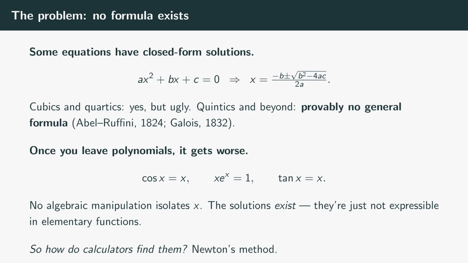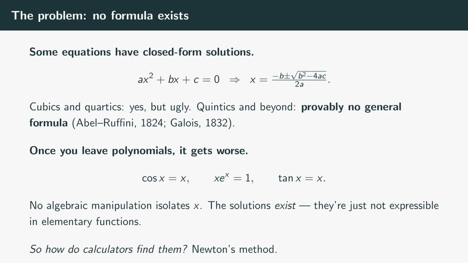First, the problem. Most equations cannot be solved with a formula. You learned the quadratic formula in high school. Cubics and quartics do have formulas, Cardano's formula for the cubic, Ferrari's for the quartic, but they're horrible and rarely used in practice. For quintics and higher polynomials, there is provably no general formula in terms of radicals. This is the Abel-Ruffini theorem from 1824, sharpened by Galois in 1832. It is a theorem, not a limitation of our cleverness.